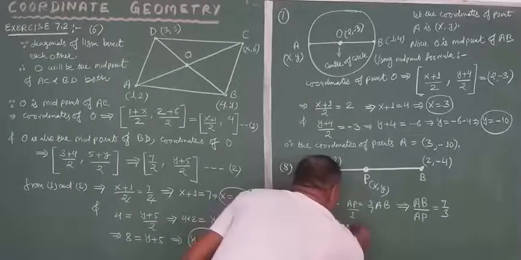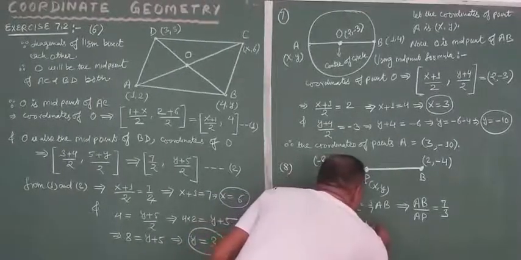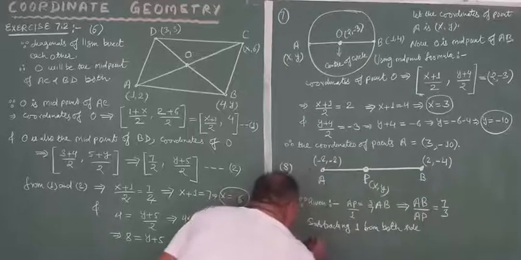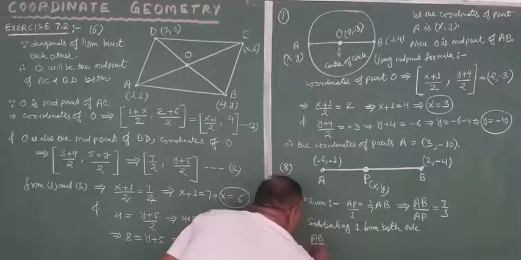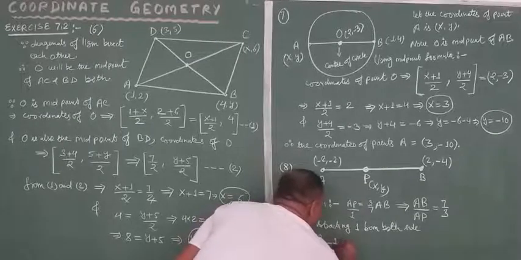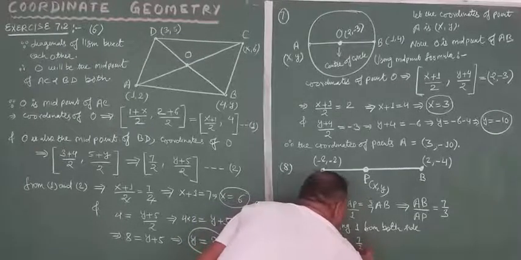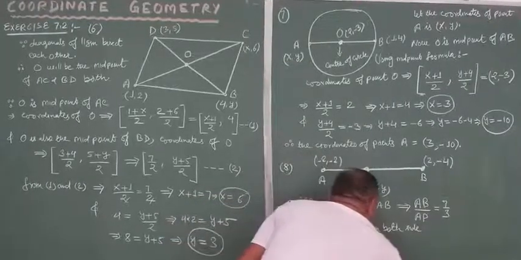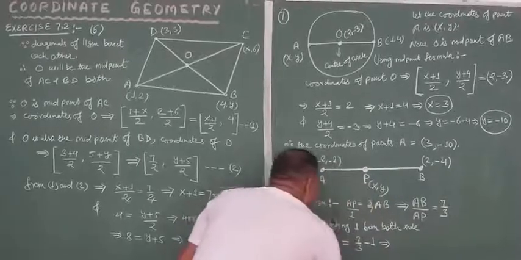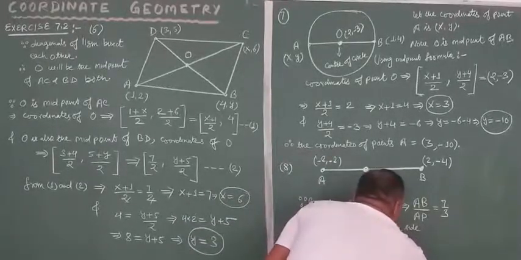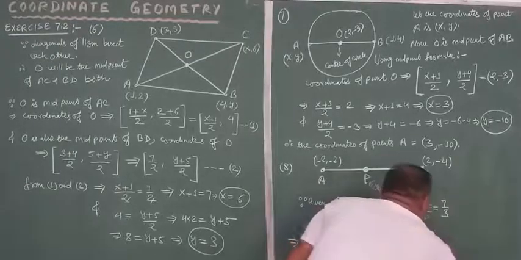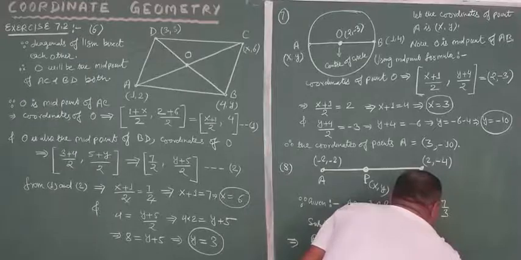Subtracting 1 from both sides, so what will you get? AB upon AP minus 1 is equal to 7 upon 3 minus 1. So this will become, taking the LCM on the left hand side, (AB minus AP) upon AP, which will be equal to (7 minus 3) upon 3.